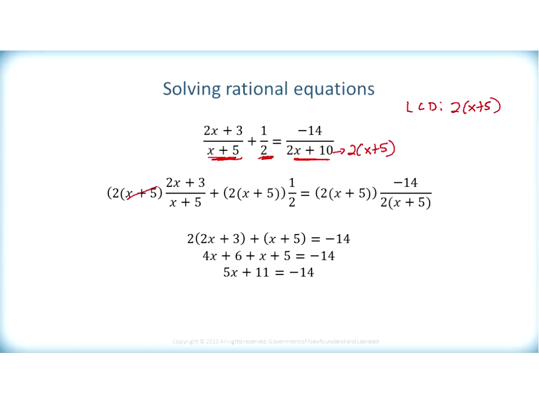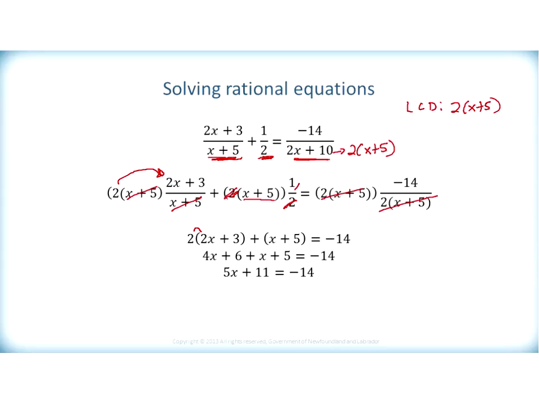We cancel the common factor of x plus 5, giving us 2 times 2x plus 3. We cancel the common factor of 2, giving us x plus 5 times 1. If we cancel the common factor here, we see we just get negative 14.